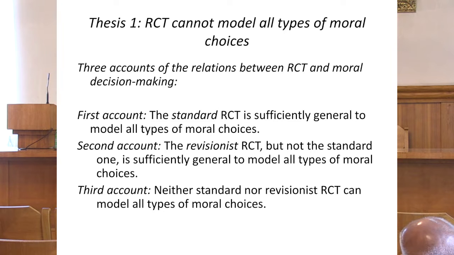choices. Then after showing that it cannot, I would like to present a certain idea proposed by many philosophers whose names I will enumerate later, that rational choice theory, after a certain revision, but an important revision, can be used to model all types of moral choices, but I will argue that it's also an untenable claim. And finally, I will pass to the last account, which is, so to say, simply a result of the negative answers to the first, of the critique of the first two accounts. So let me start with the first account.